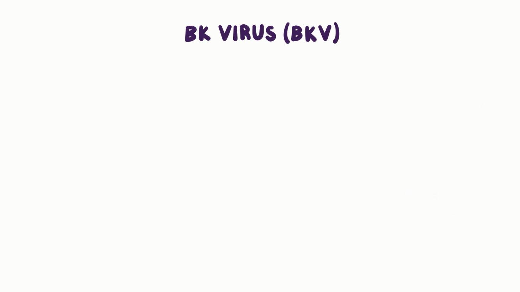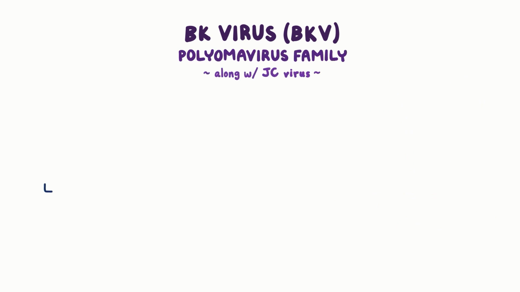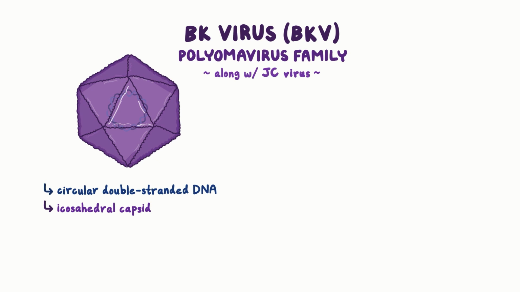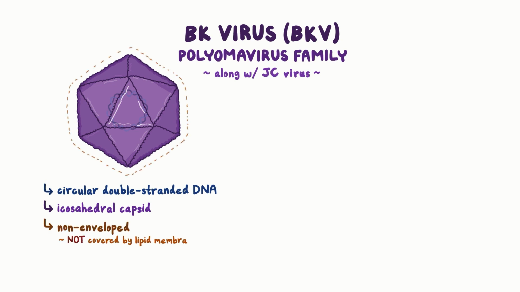BK virus belongs to the polyomavirus family along with the JC virus. These contain a circular, double-stranded DNA genome, which is surrounded by an icosahedral capsid, which is a spherical protein shell made up of 20 equilateral triangular faces. They are also called non-enveloped viruses, since the capsid isn't covered by a lipid membrane.